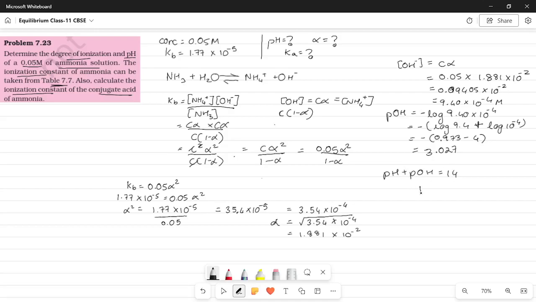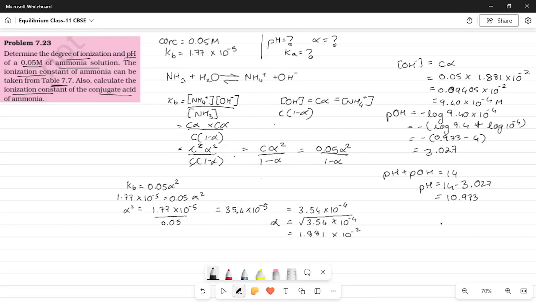So pH will be equal to 14 minus pOH, which is 3.027. We're just subtracting it, so you get 10.973. When you do it this way, it feels easier because we are following the same set of steps, and I just find it avoids division. It's again a personal preference.